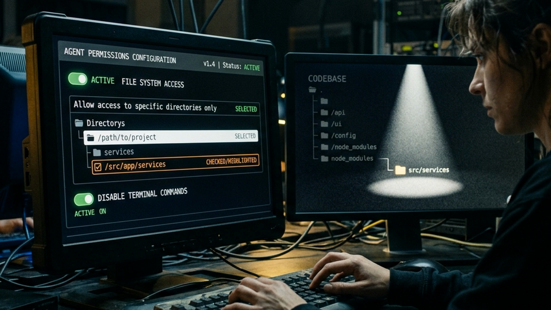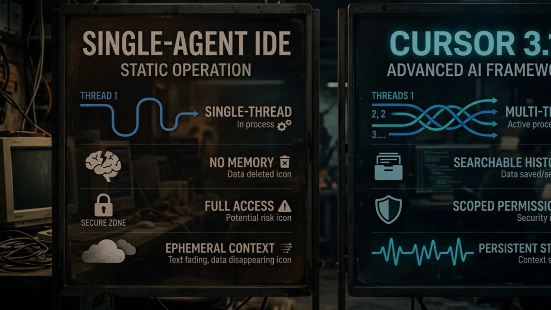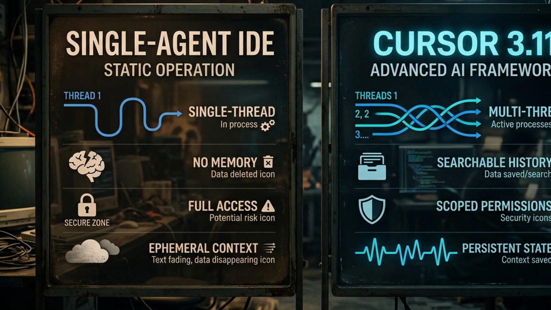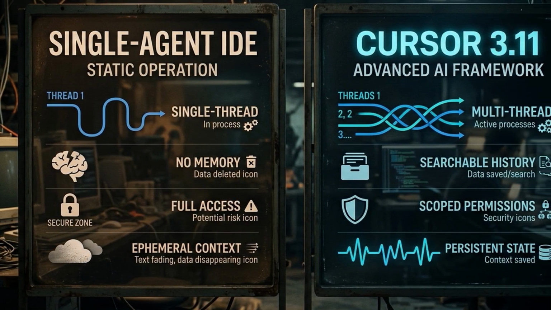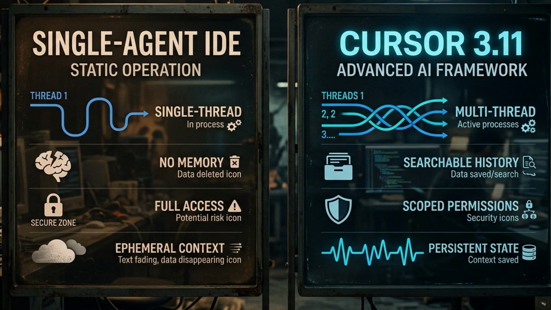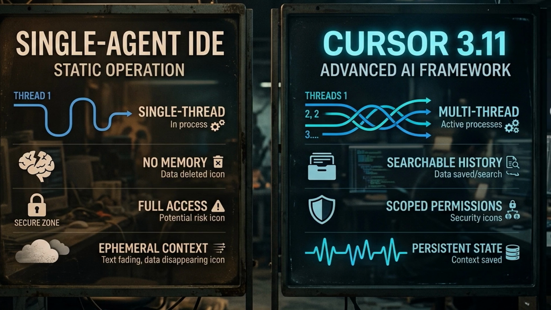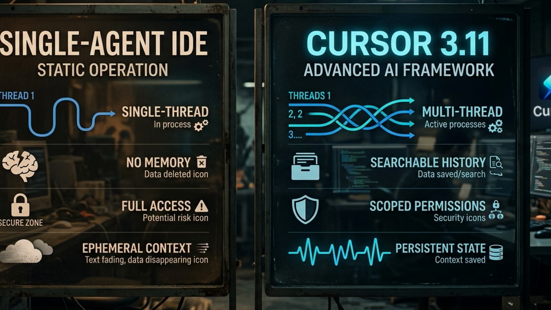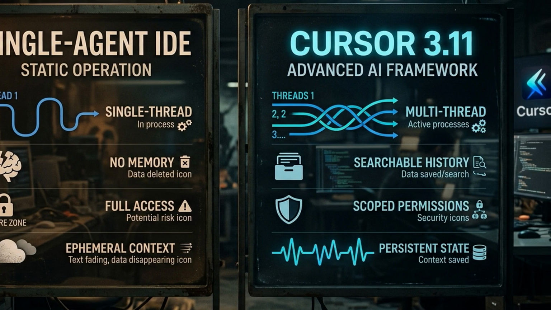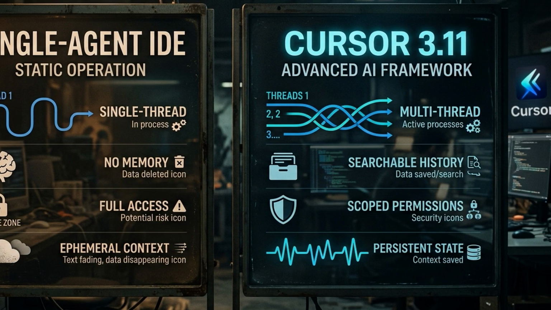To understand why this matters, consider how most AI-assisted IDEs work today. GitHub Copilot, standard ChatGPT integrations, even earlier Cursor versions, they operate on a solo-agent model. One conversation, one context window. When the session ends, the reasoning disappears.